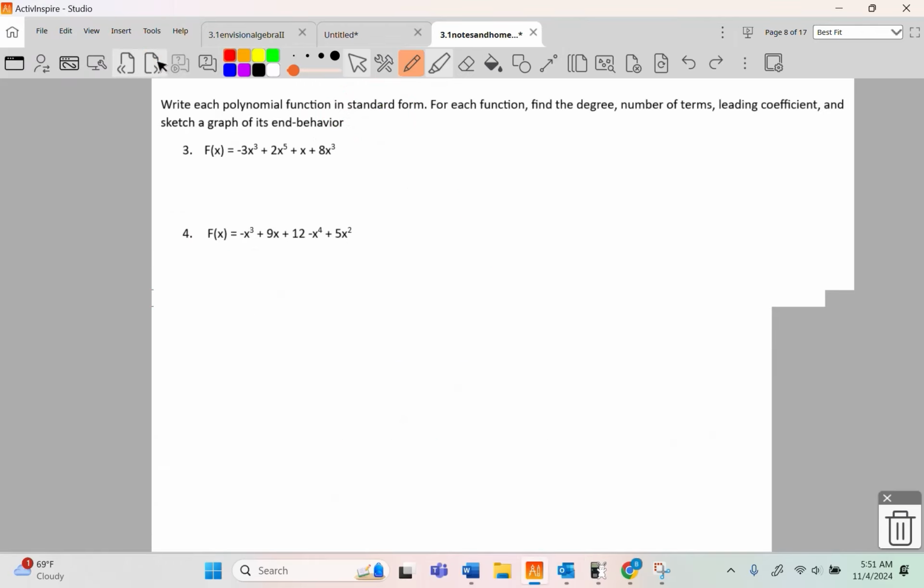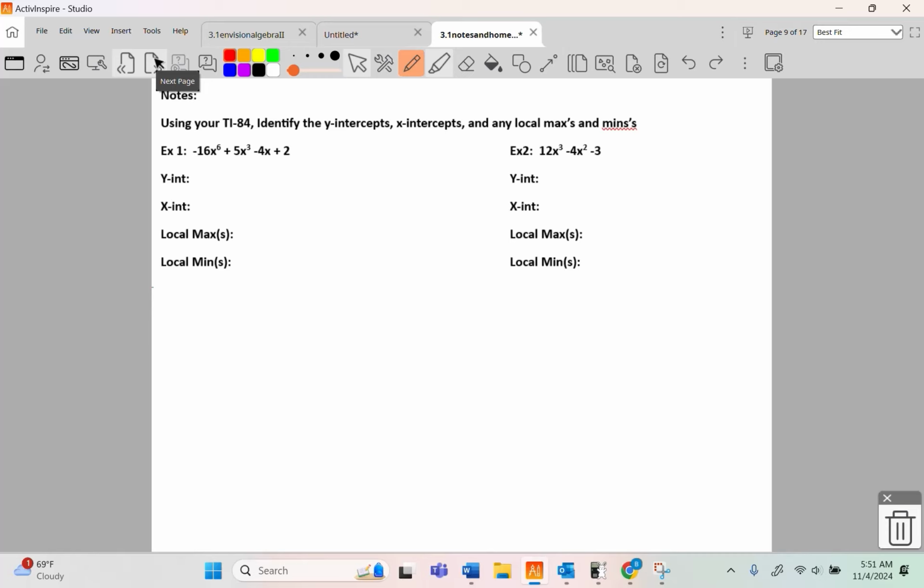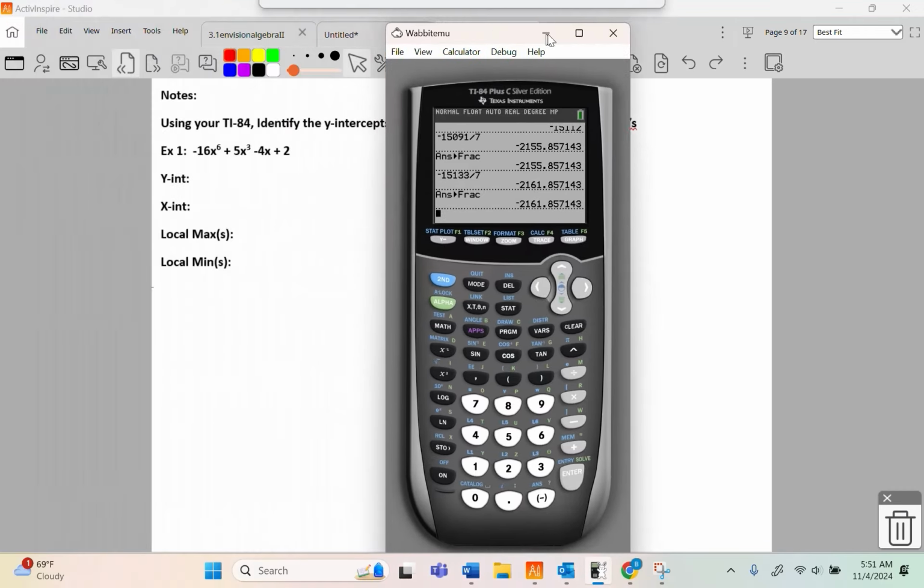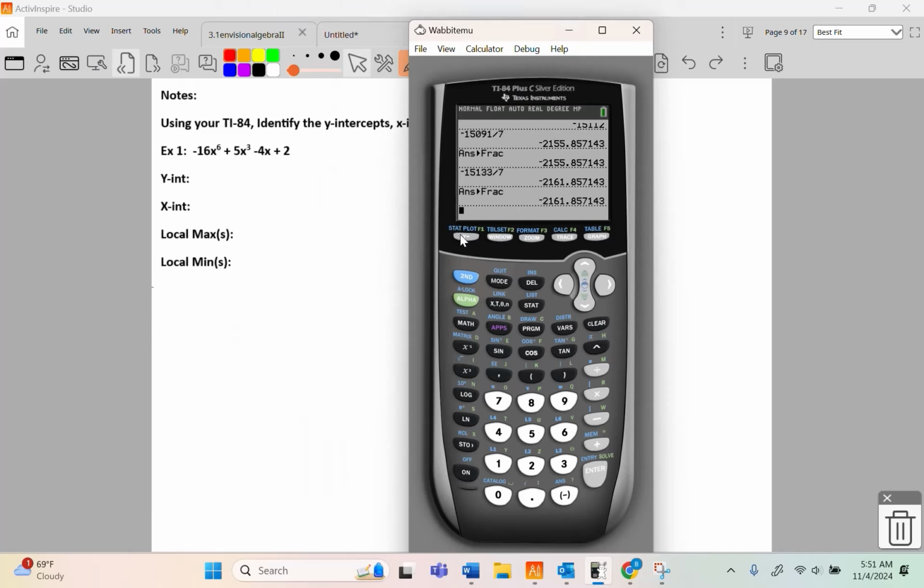I think I'm about half done now. Using your TI-84, identify the y-intercepts, the x-intercepts, and any local maxes and mins. So you get to use your TI-84 on this. Definitely play along, at least on one of them. We'll see what you do.